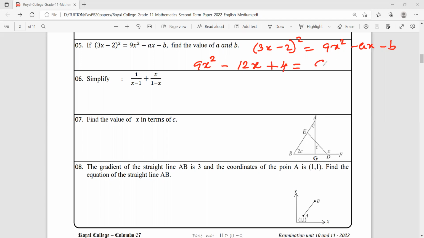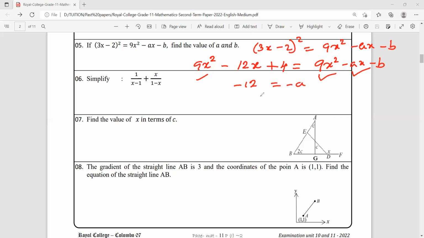Then that is equal to 9x squared minus ax minus b, and here you can compare. You can see that the coefficient of x squared is 9 here, and here also it is 9, and the coefficient of x is here 12, and then the coefficient of x on the right side is minus a.